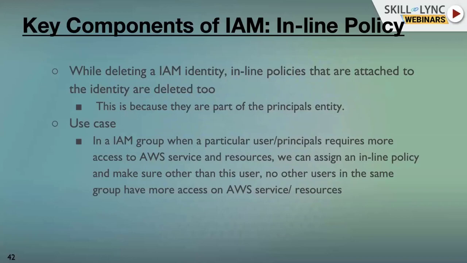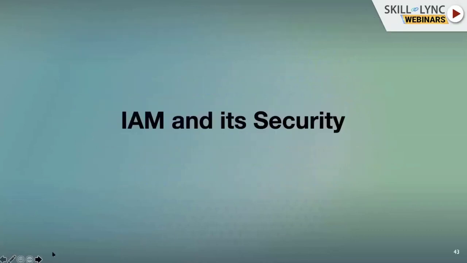So basically there is a common policy that is attached to the group. On top of it, one member of the group wants to access additional resources. So I can write a separate policy specific to that user and attach it to them. So only that user in the group can access it, and I'm not exposing that policy to any other members within the same group. That is the biggest use case I've seen in my experience when it comes to inline policies. So let's jump to the final section, IAM and its security.